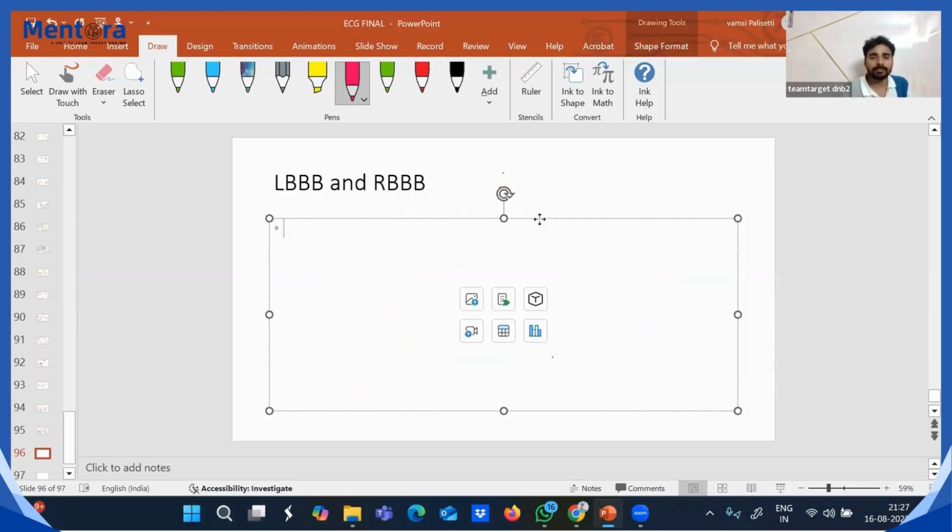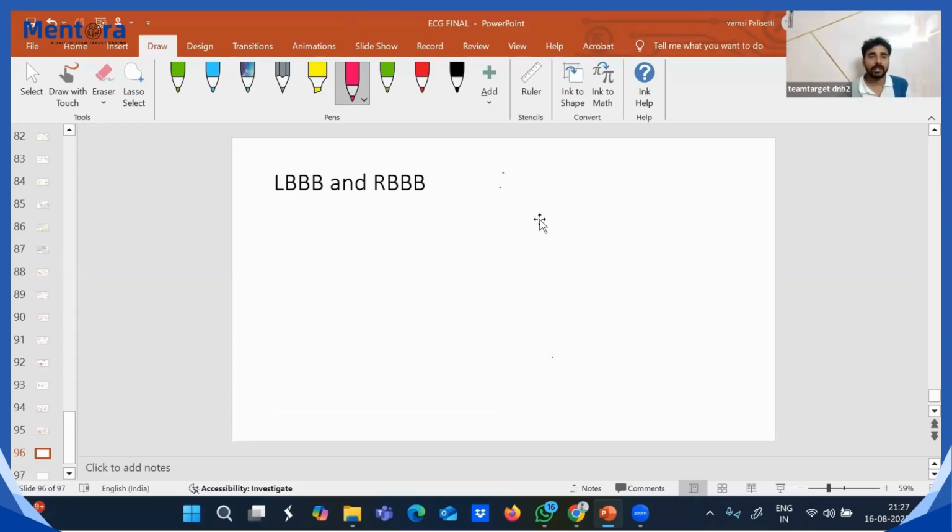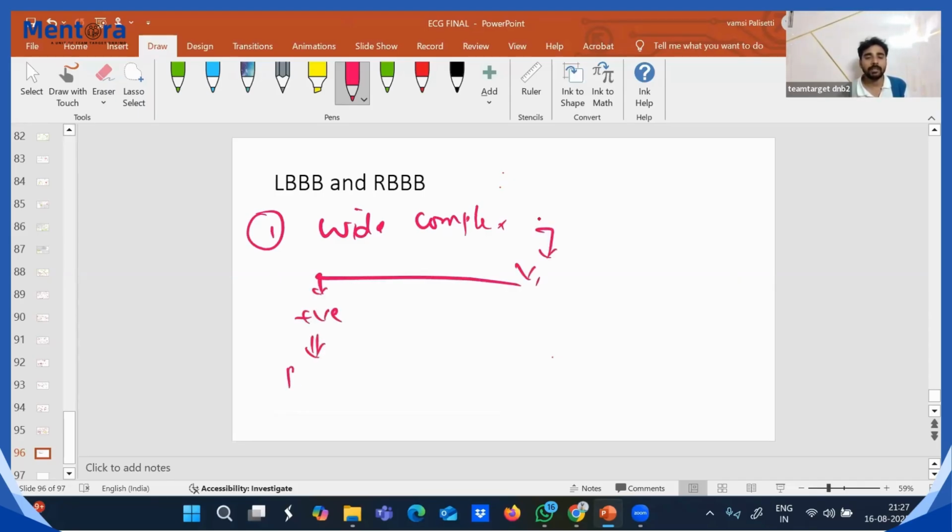So what I will say is, just see in ECG, there is a wide complex. Okay, go for the V1. If V1 is positive, it is RBBB. If V1 is negative, it is LBBB. That's it. Simple. You should keep it very, very simple.